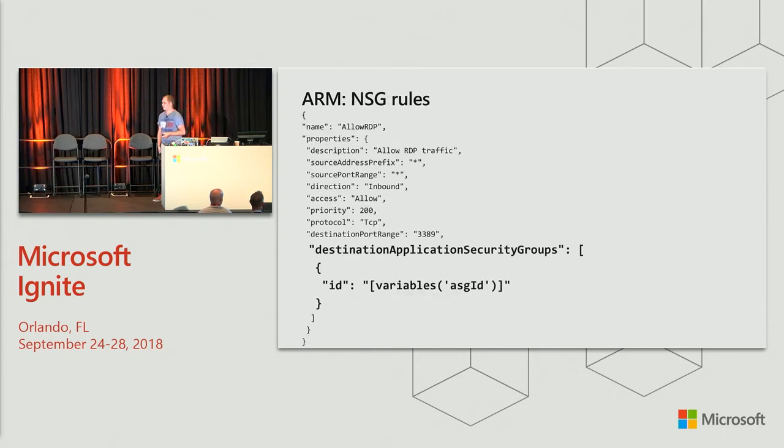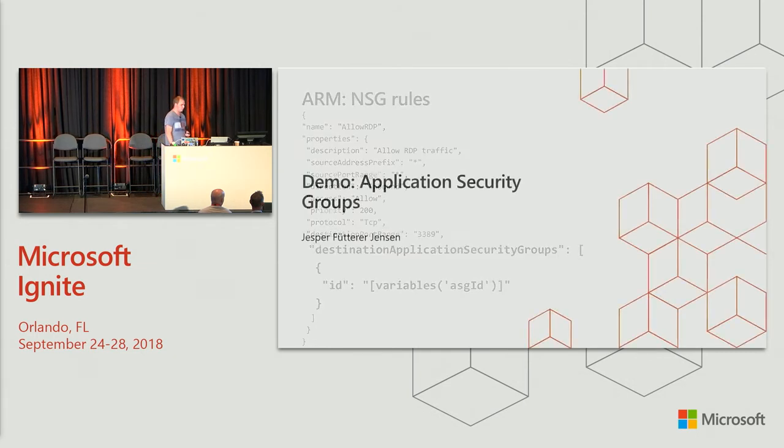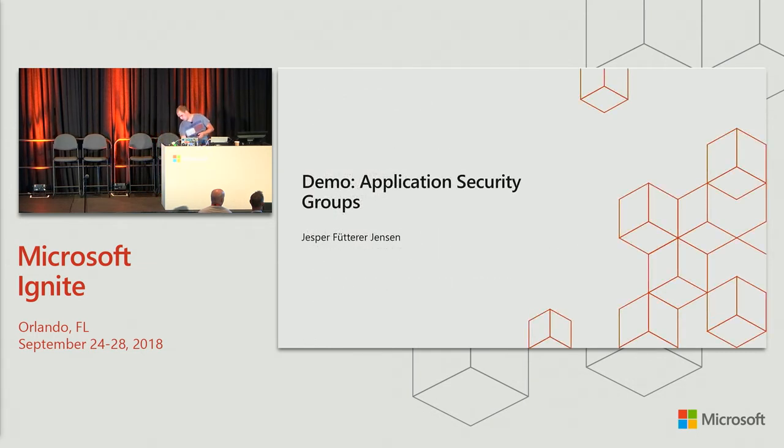And in your network security groups, we have another property called destination application security groups. And again, we can add more in here. It's just a matter of putting in the ID of the application security group. Let's check it.